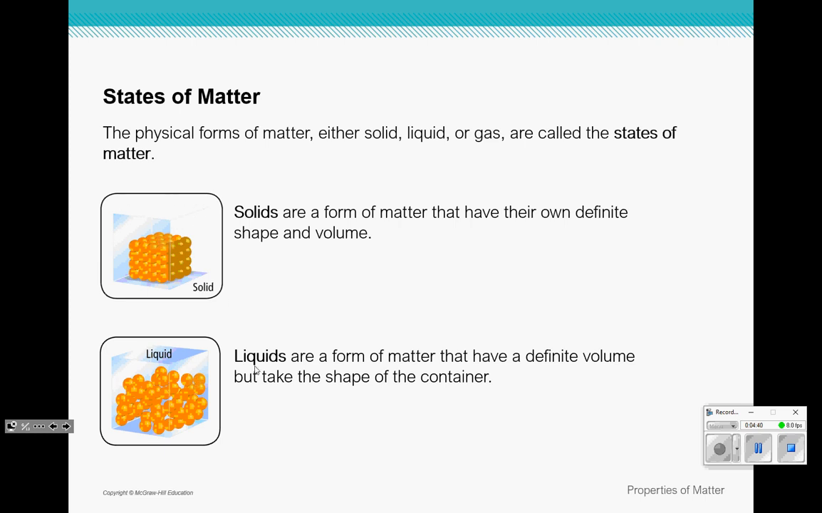Then liquids are a form of matter that have a definite volume but take the shape of the container. So they're the same as a solid because they have a definite volume, but they're different because they take the shape of the container. You can see in this picture all the molecules are just spreading out and touching all the sides of their container for a liquid. Again, the states of matter, the physical forms of matter, can either be a solid, liquid, or gas. These are all called states of matter.